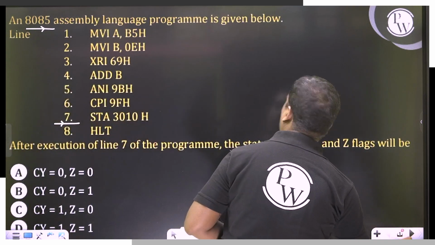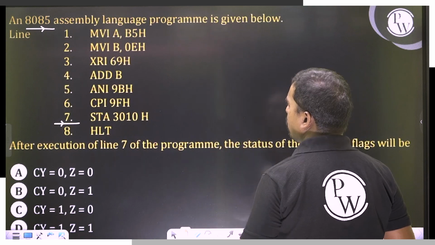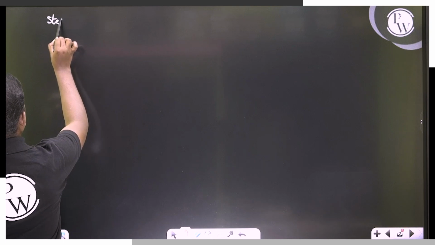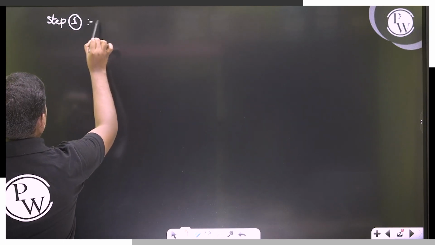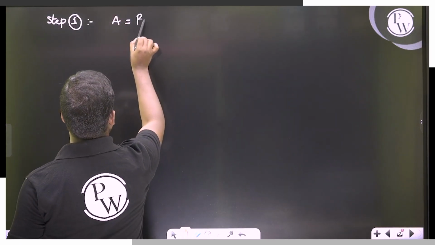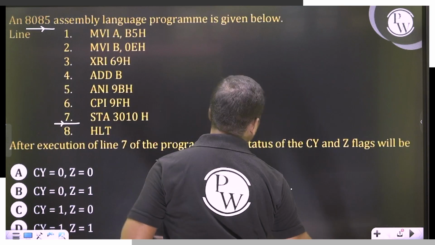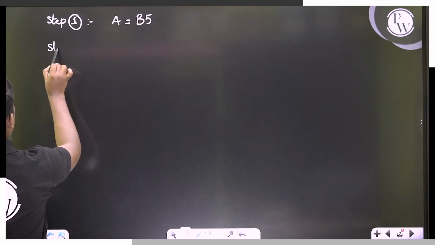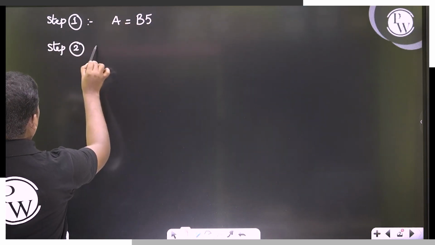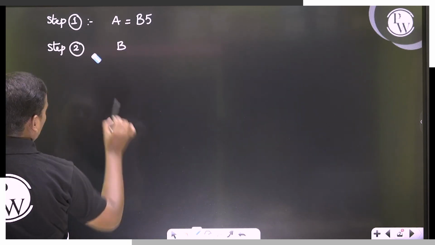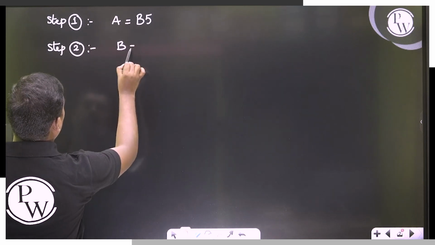So how to solve this? Let us go step by step. The first instruction is move immediate B5. Step 1: the accumulator is going to become B5. Next, step 2, move immediate B, 0E. So B is equal to 0E.